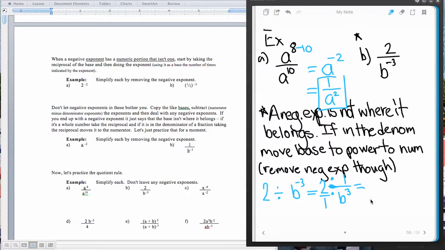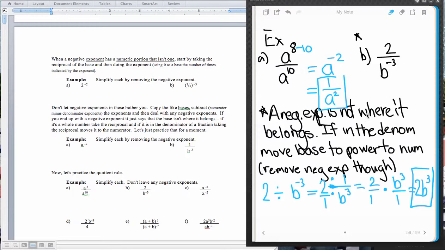2 divided by 1 over b cubed, because we need to say take the reciprocal of that. And then we have 2 over 1 times b cubed, because we take the reciprocal of 1 over b, and so that means flip it back over. And so now what we see is 2 times b cubed. Now that's the really long answer for this. Wasn't that kind of painful?